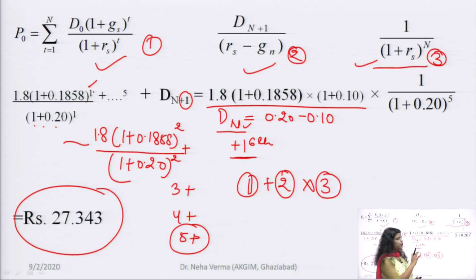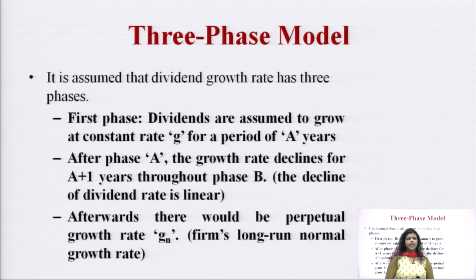So this is how the two-stage growth model works in the case of stock valuation. Similarly, the next model widely used by investors for equity valuation is the three-stage growth model. The three-stage growth model is one step ahead of the two-stage growth model, and it assumes that equity investment is divided into three phases of growth of the dividends in the stock market.